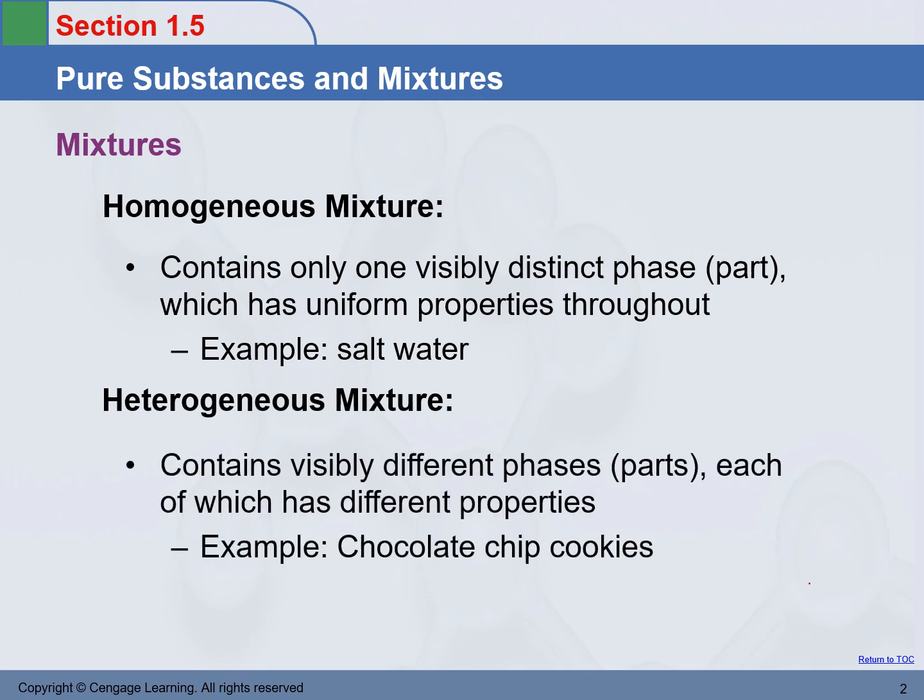Heterogeneous mixture. A heterogeneous mixture contains different phases in the sample. When you look at it, you can tell there are different things in it. The example presented here will be chocolate chip cookies. When you look at a cookie, you can see, okay, there's chocolate, there's something else.